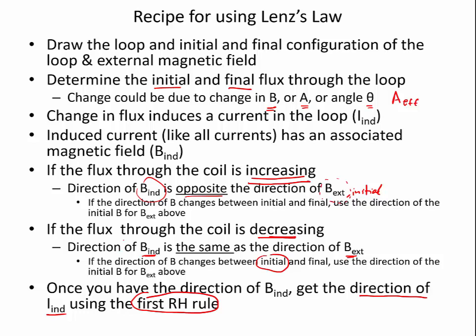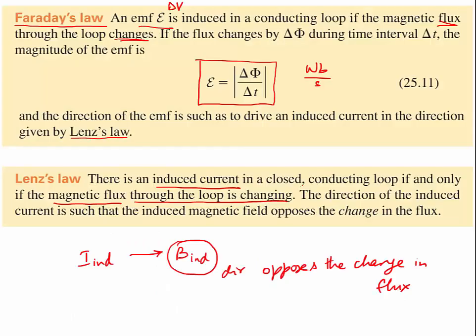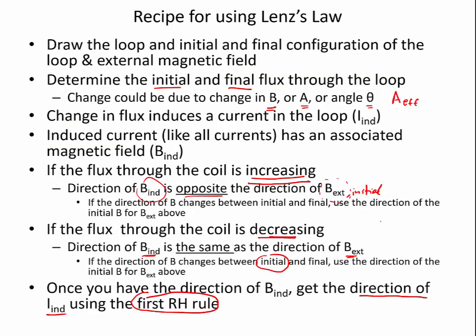You might want to watch this one more time and make your own notes, because this simple sentence in the previous slide, just a few words, basically said this: the direction of the induced current is such that the induced magnetic field opposes the change in the flux. That's what we unpacked with all of these steps. Okay, let's take a quick example before we wrap this up.